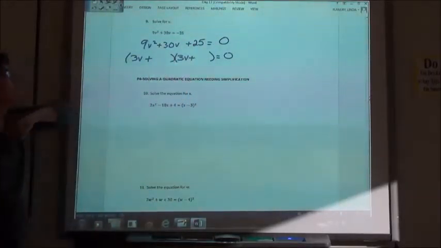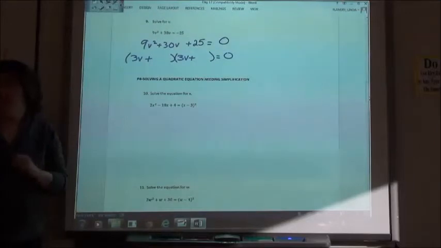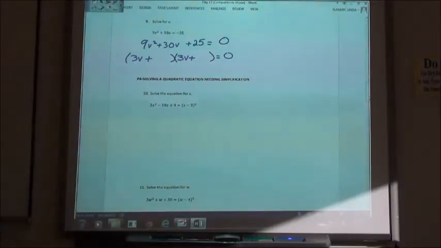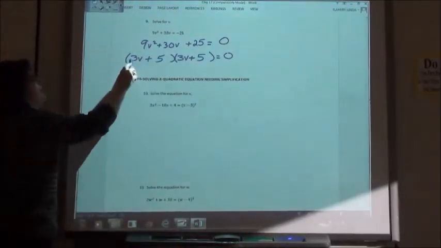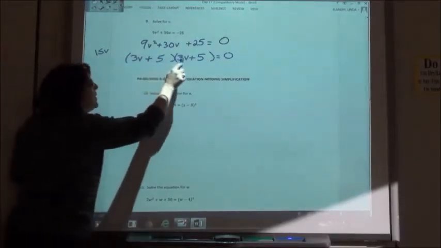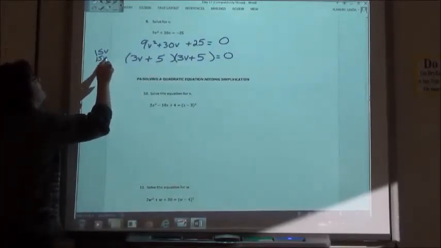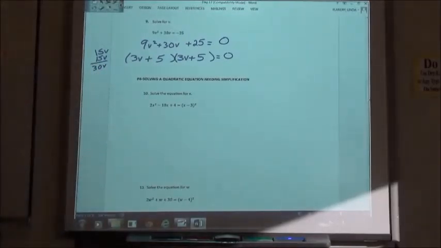Now we want the factors of 25 that, when we plug them in, we get the outside plus the inside gives us 30. So what do you think the factors of 25 probably are? What times what gives me 25? 5 times 5. So we check that. 3b times 5 is 15b. 5 times 3b in the middle is another 15b. And sure enough, 15 plus 15 is 30.